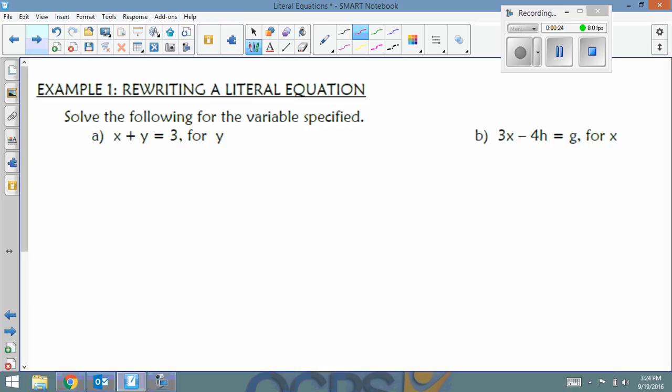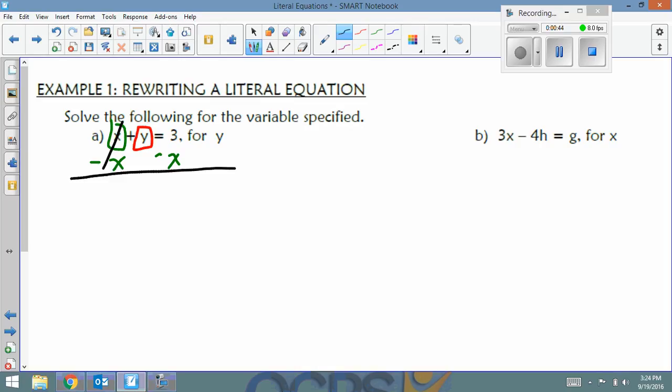So our first example, it says they want us to solve for y. So what we have to ask is what is attached to y? And what is currently attached is this positive x here. Okay, so to move it, we would have to put a minus x underneath it, and whatever I do to one side, I have to do to the other.